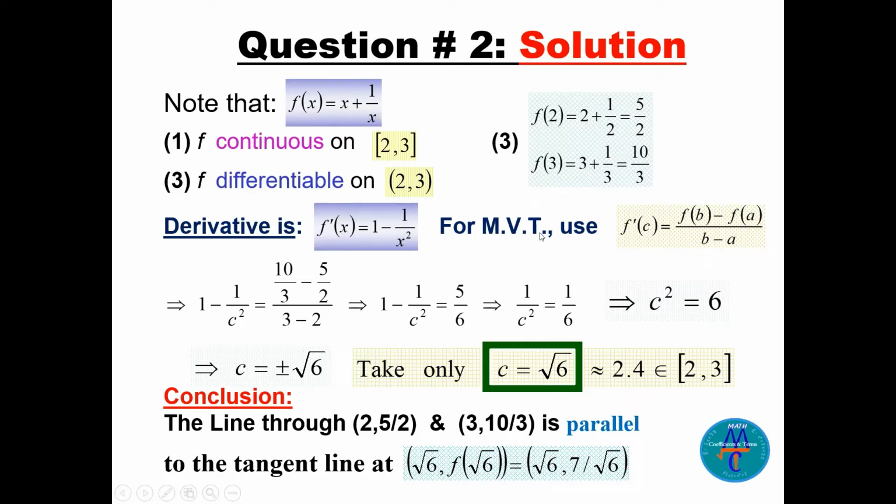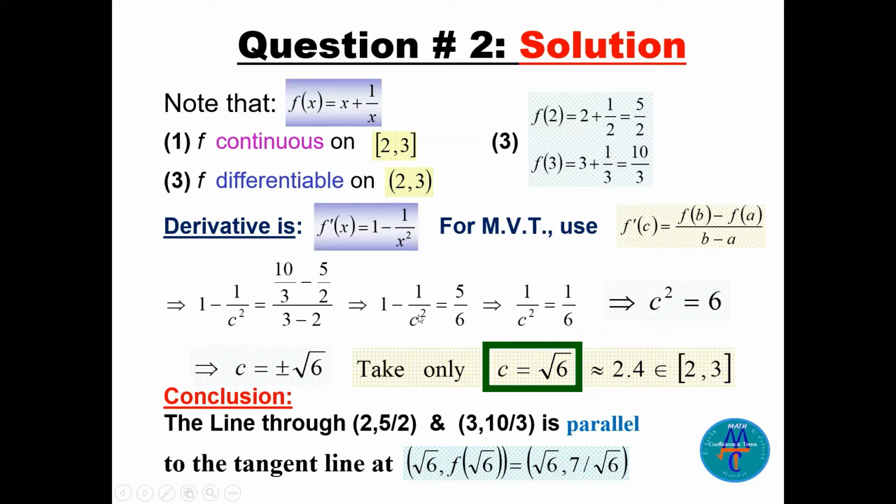For the mean value theorem, we use the formula f prime at c is equal to f of b minus f of a divided by b minus a. a is 2 and b is 3. So we can apply that. 1 minus 1 over c squared is equal to f of b, 10 over 3 minus 5 over 2, divided by b minus a, which is 3 minus 2, which is 1. So 1 minus 1 over c squared, we just subtract the fractions here. The LCD is 6. So this will be 20 minus 15, 5 over 6.